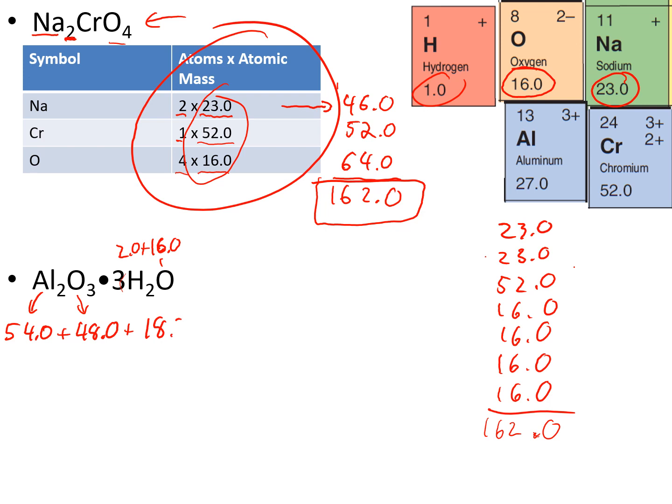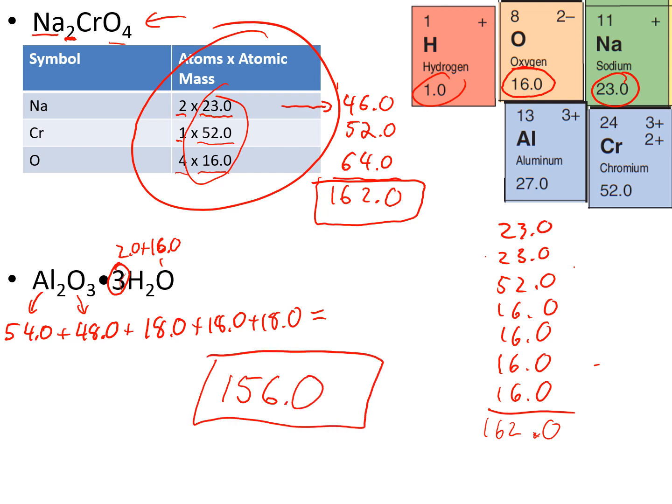Now you have 3 H2O, so you have 18 plus 18 plus 18. And now I just add all of those things up, and that's typically how I calculate my molar masses. So I go 54 plus 48 plus 18, and that's 3 times, and so I get a molar mass of 156.0.